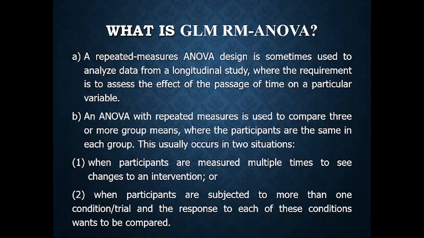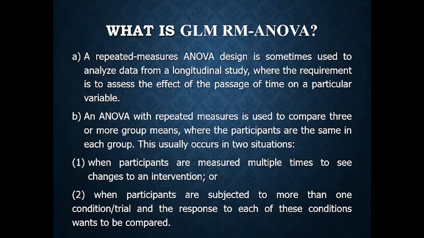The general linear repeated measure ANOVA is a design which is used to analyze data from a longitudinal study. The requirement to assess the effect of the passage of time on a particular variable is actually done in the general linear repeated measure ANOVA. There are both one-way as well as two-way general linear repeated measure ANOVAs, and in this video, I will demonstrate how to conduct the one-way general linear repeated measure ANOVA in SPSS.